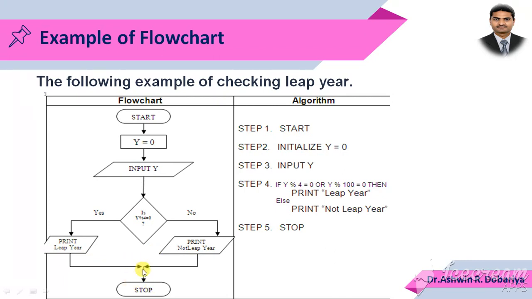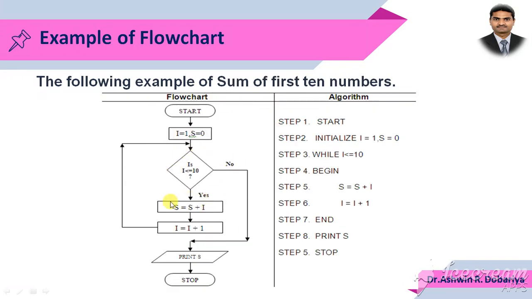So this is the third example of flowcharts, where you can write the conditional statement using the diamond symbol. We will discuss more examples in our upcoming video, but here only how to understand the flowchart concept. That's why I have taken only one example. This is the example of looping.